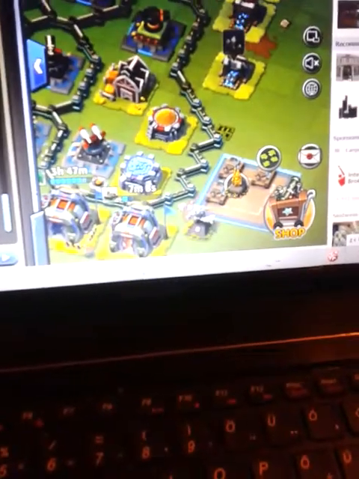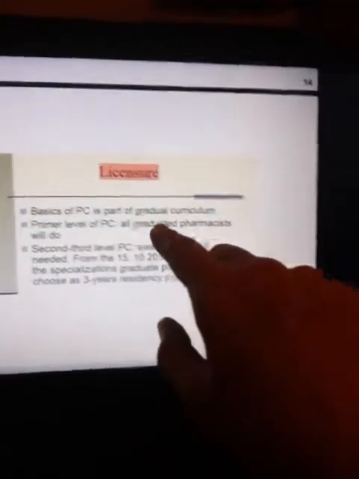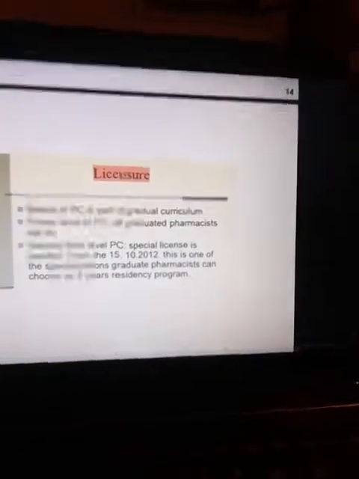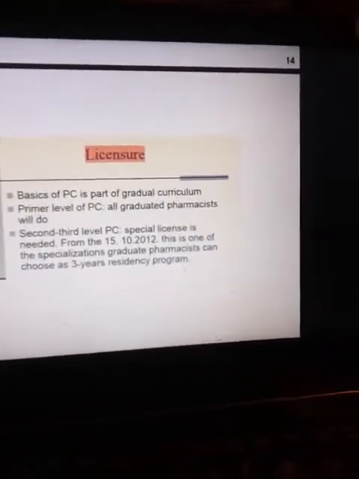Licensure is پروانه، همین مجوز و اینا. Licensure, basic of pharmaceutical care, is part of graduate curriculum. Basicش که الان ما پاس کردیم is a part of graduate curriculum.